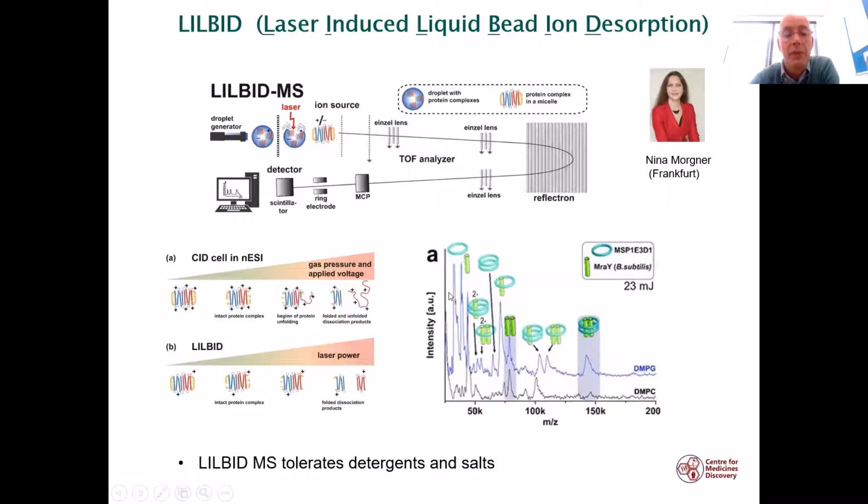There's only one lab. This is developed in Germany. There's only one lab that operates this, but it is quite a nice method, and it's something you should be aware of.